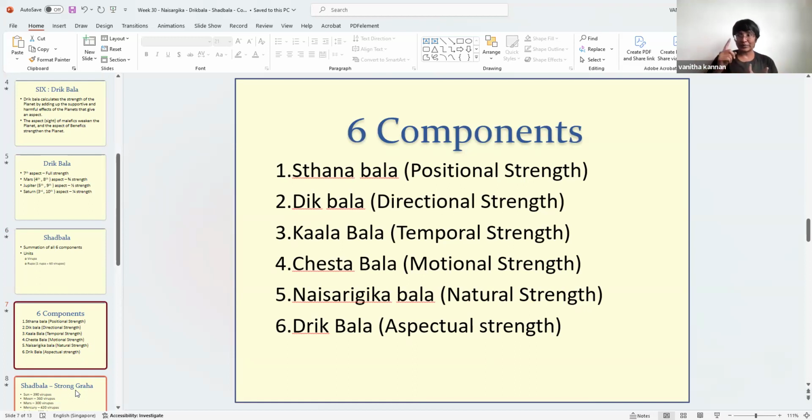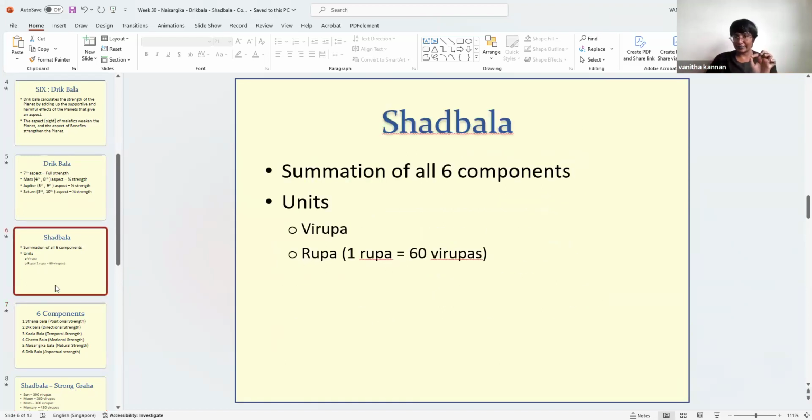Then the Drikbala, that is your directional strength. Then the Kala Bala, that is the temporal strength. Then the Cheshta Bala, the motional strength, how the planet was moving during the transit. Then the Naisargika Bala, which we saw now, that's the natural strength. It won't change at any point in time. Natural strength means the graha is fixed there, with its natural luminosity and appearance. Based on that, the natural strength Naisargika Bala is calculated. Then the Drikbala, completely based on the aspect. Okay, all the 6 components derive one value.